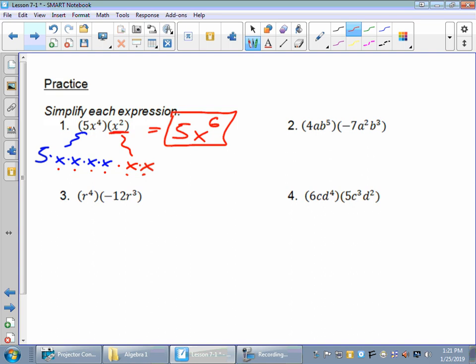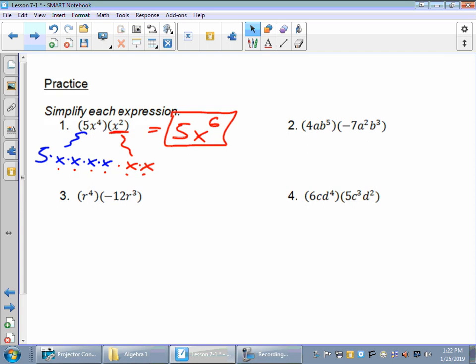So you can do it either way. The shortcut way is faster if you get that down. But if not, you can always write it out. Let's go to number 3 here. Number 3, r to the 4th, and then negative 12 r to the 3rd.